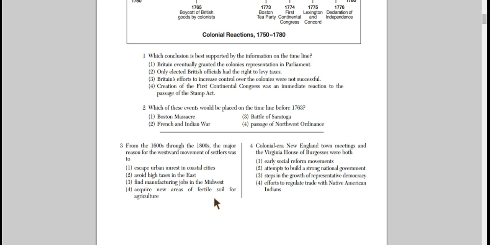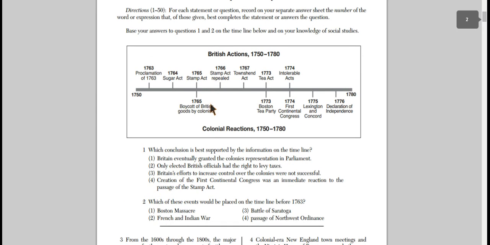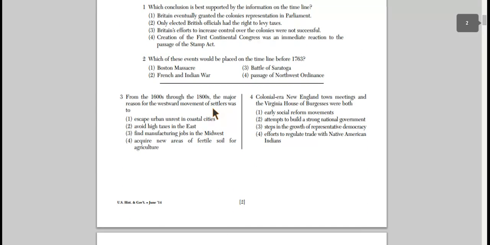All right, so escape urban unrest in coastal cities. We didn't really have coastal cities back here. We had a couple, but not very many. And we're going to obviously have more as the population increases towards the 1800s. But there wasn't urban unrest that would cause a westward movement of settlers. So let's get rid of number 1. All right, number 2, avoid high taxes in the East. Although there were taxes, obviously, especially as we were just talking about up here, right? That's not why people were moving west.